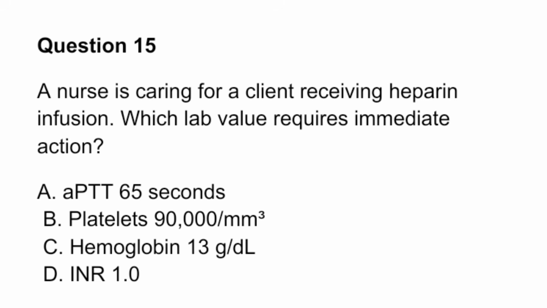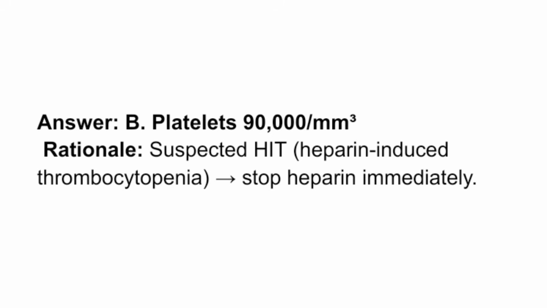Question 15. A nurse is caring for a client receiving heparin infusion. Which lab value requires immediate action? A. APTT 65 seconds. B. Platelets 90,000 per millimeter cubed. C. Hemoglobin 13 grams per deciliter. D. INR 1.0. Answer B. Platelets 90,000 per millimeter cubed. Rationale: suspected HIT, heparin-induced thrombocytopenia, stop heparin immediately.